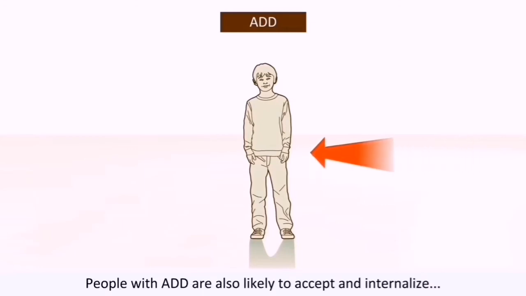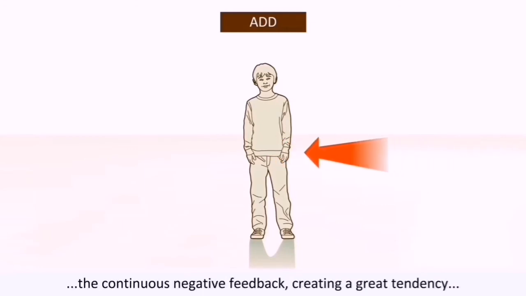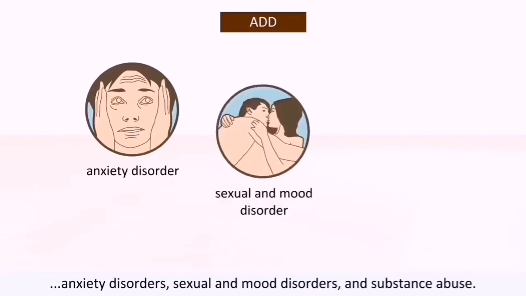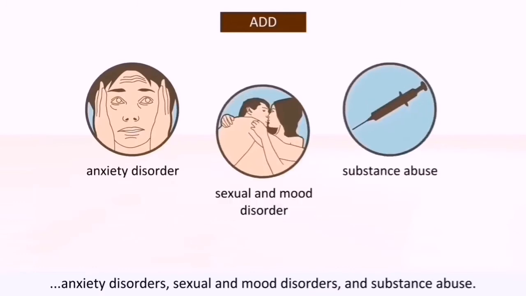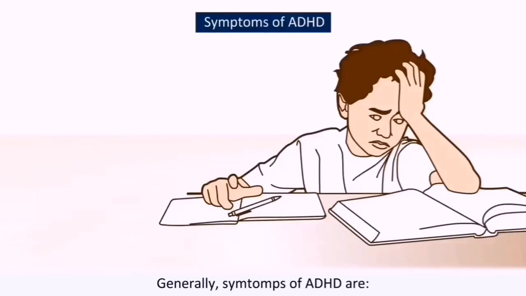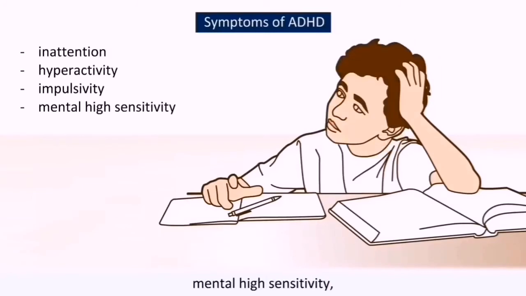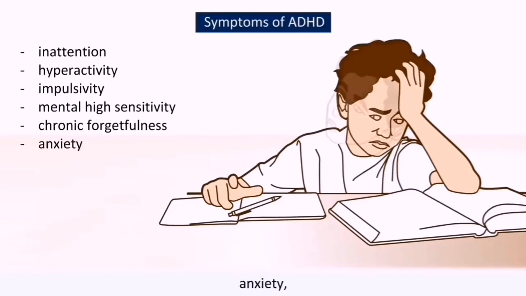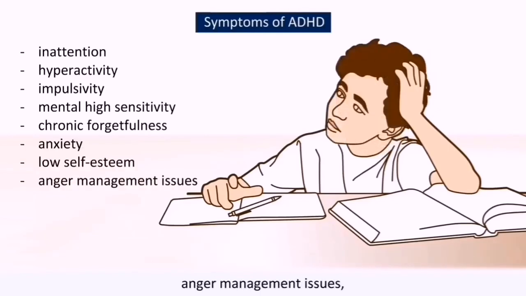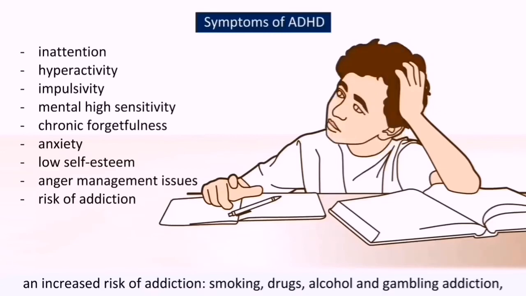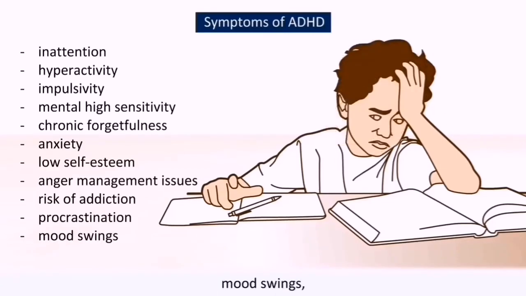People with ADD are also likely to accept and internalize the continuous negative feedback, creating a great tendency for low self-esteem, which often leads to the development of secondary psychological problems that include anxiety disorders, sexual and mood disorders, and substance abuse. Generally, symptoms of ADHD are inattention, hyperactivity, impulsivity, high mental sensitivity, chronic forgetfulness, anxiety, low self-esteem, anger management issues, an increased risk of addiction, smoking, drugs, alcohol, and gambling addiction, procrastination, mood swings, and depression.